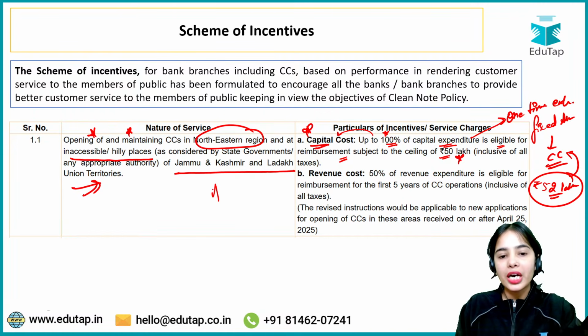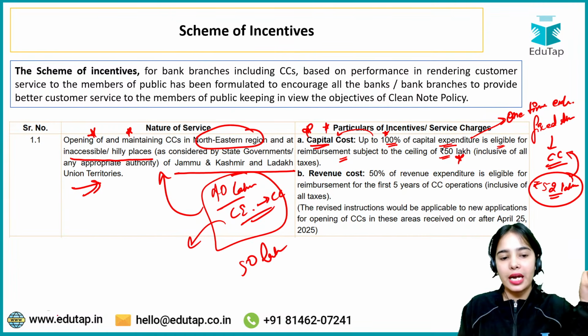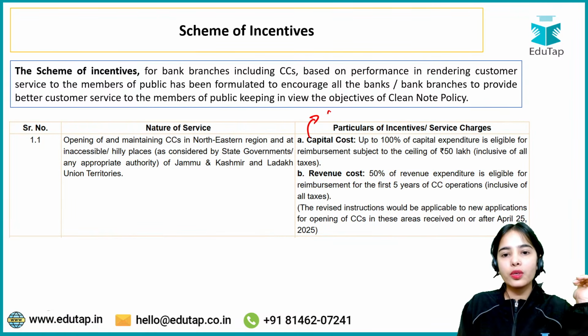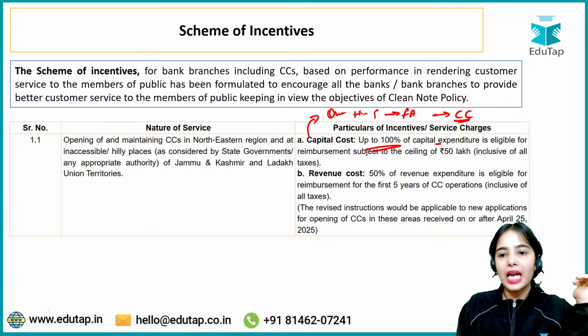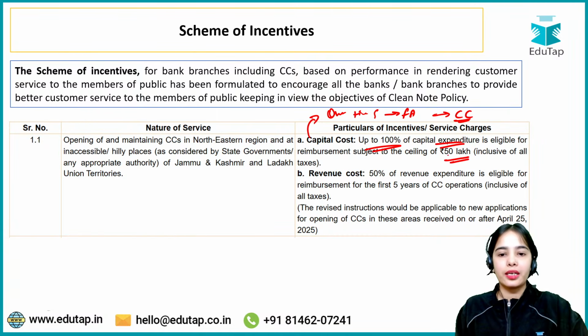If, let's say, a bank branch has done 40 lakhs of capital expenditure for the currency chest in the particular area, then 100% of the capital cost will be reimbursed, up to the ceiling of 50 lakh. That is the ceiling, that is the highest. Okay, so this is the idea. The capital cost, the one-time expenditure on the fixed asset for the currency chest, up to 100% of the capital expenditure is eligible for reimbursement subject to the ceiling of 50 lakh rupees.